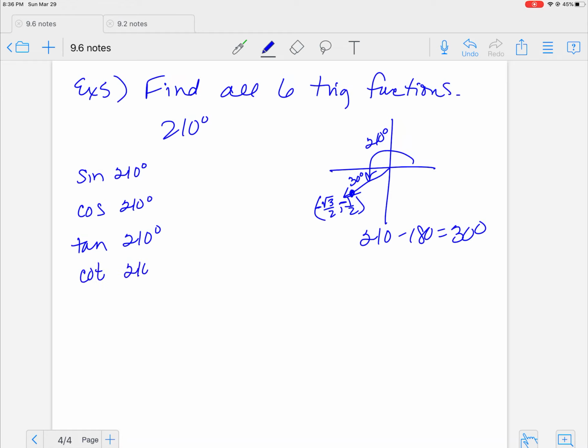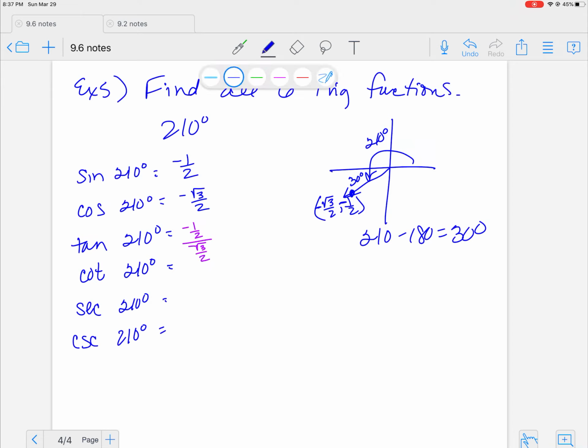All right. So sine of 210, cosine of 210, tangent of 210, cotangent of 210, secant of 210, cosecant of 210. We're just going to use what we know. Your sine here is going to be your y values. So we've got negative 1/2. Your cosine is your x values. So negative square root of 3 over 2.